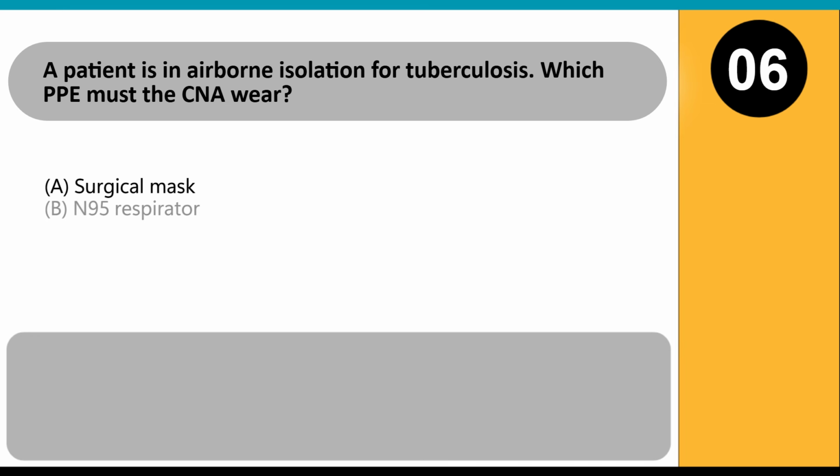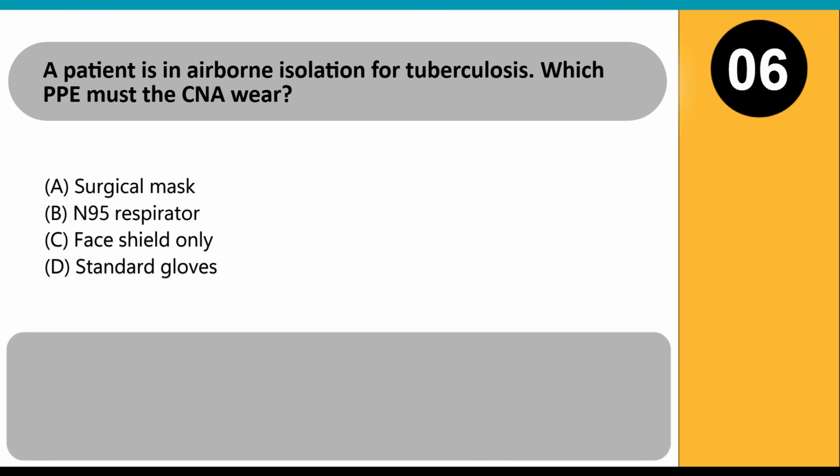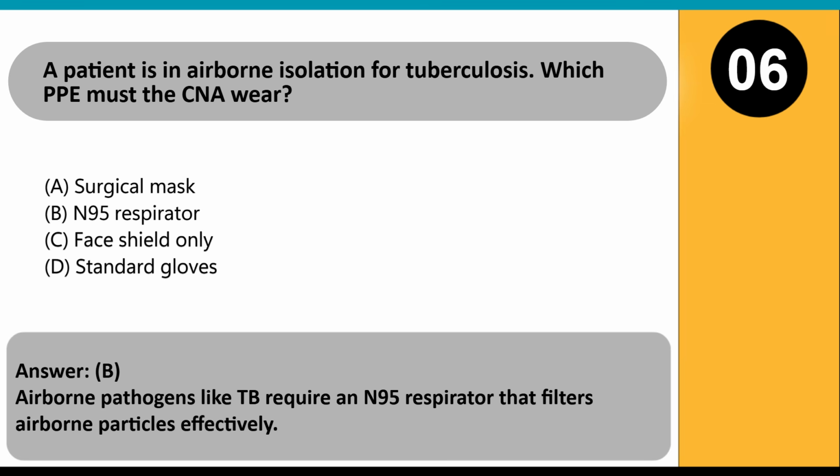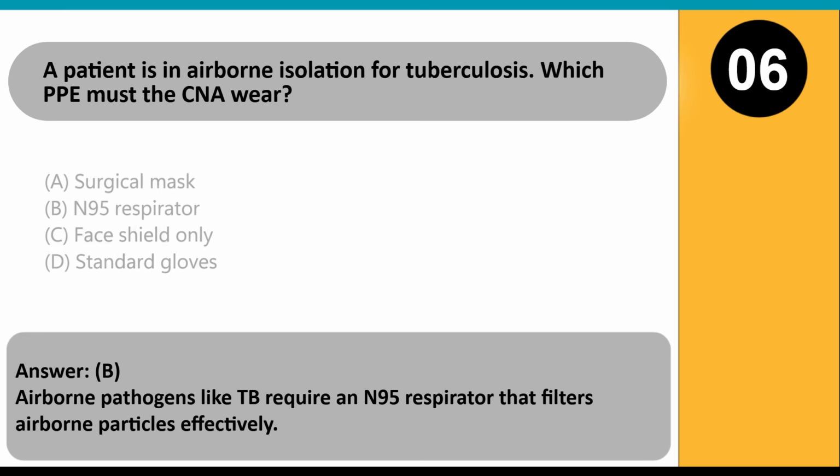A patient is in airborne isolation for tuberculosis. Which PPE must the CNA wear? A. Surgical mask. B. N95 respirator. C. Face shield only. D. Standard gloves. Answer: B. Airborne pathogens like TB require an N95 respirator that filters airborne particles effectively.